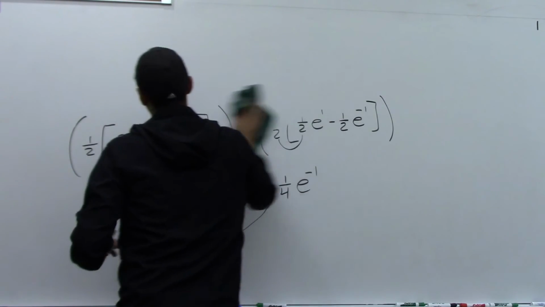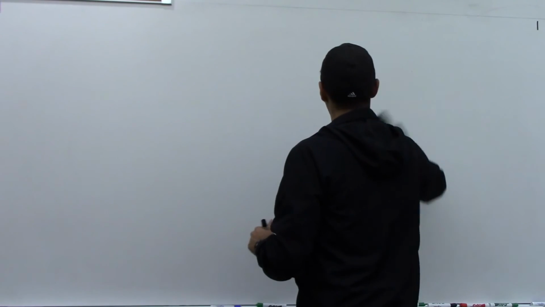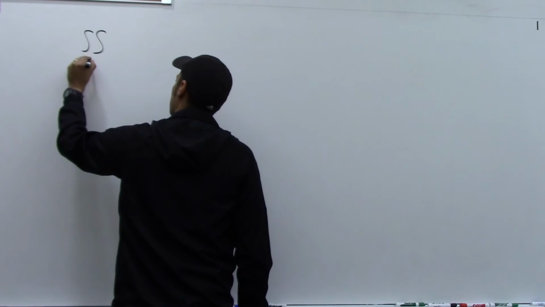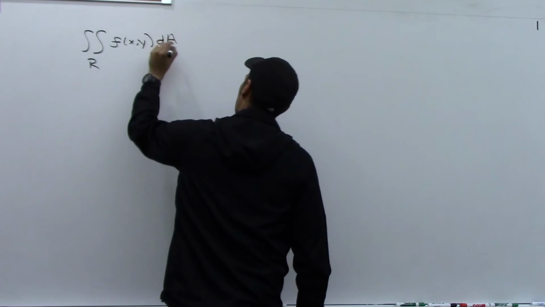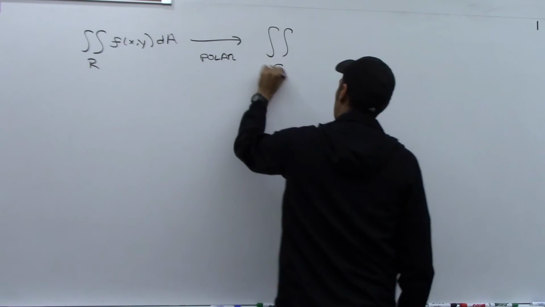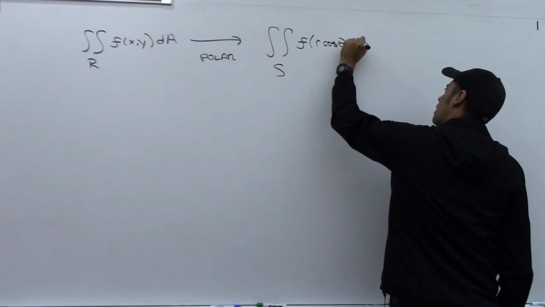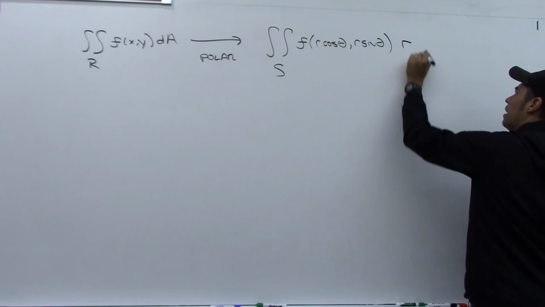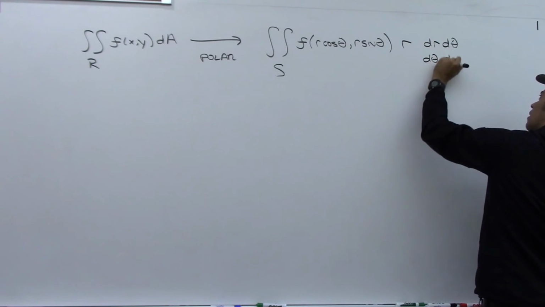where, if you recall, whenever we were doing conversions from Cartesian to polar coordinates, if we had a double integral over some region R of f of x, y, dA, and we wanted to go to polar, we would go double integral over some region, I'll call it S, f, and what we did is we replaced x with r cosine theta and y with r sine theta. And then we said we always had to put this r in there. And then it was either dr d theta, or it might be d theta dr.